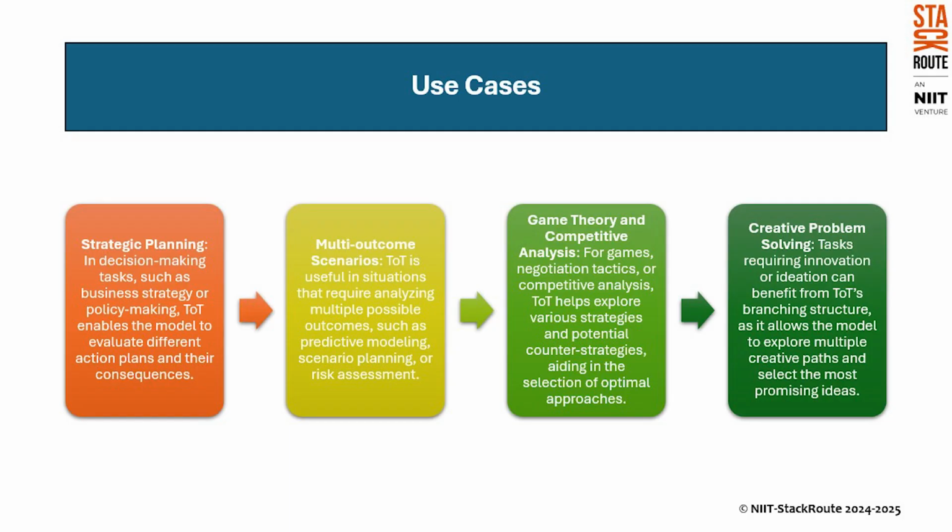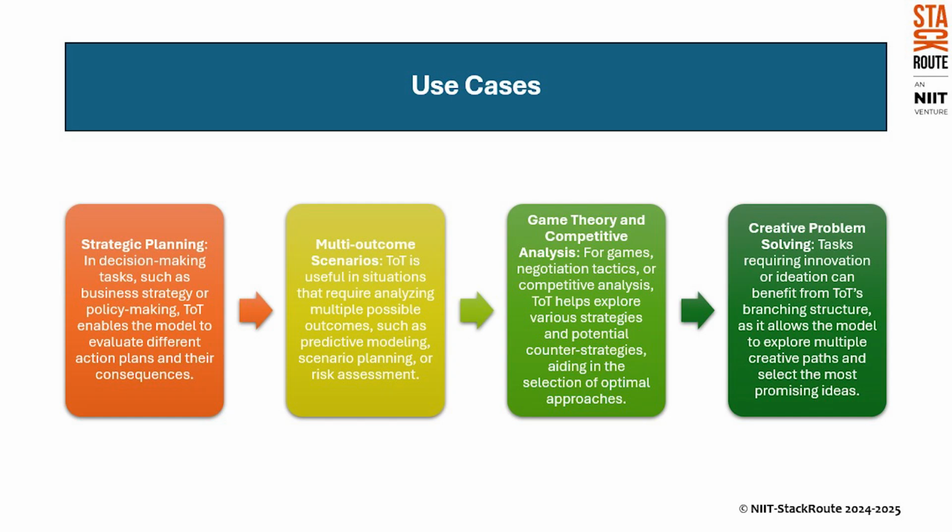And where does tree of thought prompting really shine? Here are some key use cases. First is strategic planning. TOT is valuable for decision-making tasks like business strategy or policymaking, where exploring different action plans and their consequences is essential. Next is multi-outcome scenarios. TOT is great for tasks like predictive modeling, scenario planning, or risk assessment, where multiple outcomes need to be analyzed.